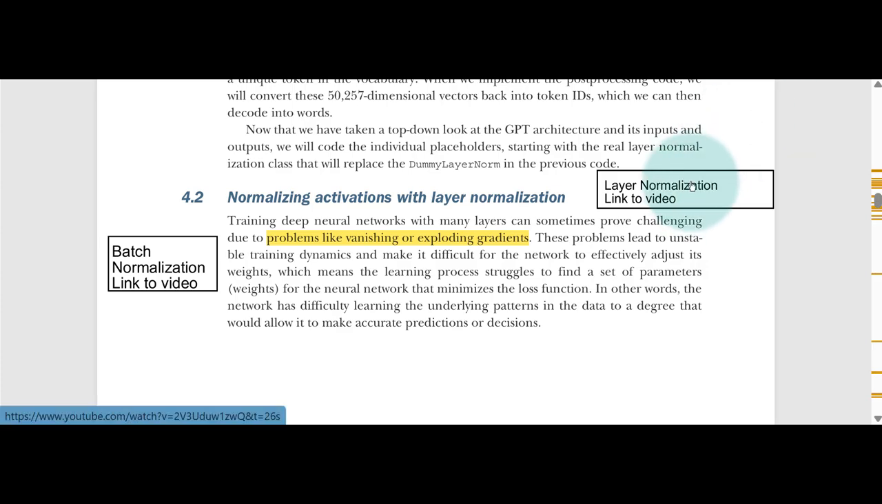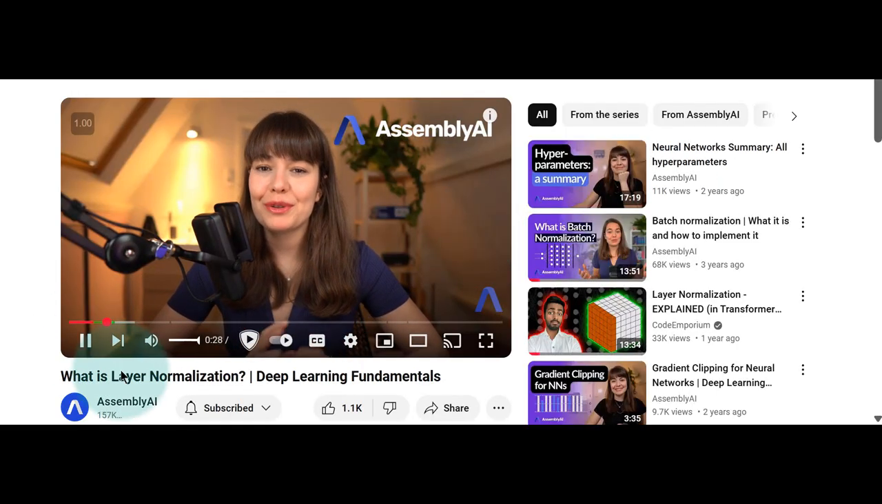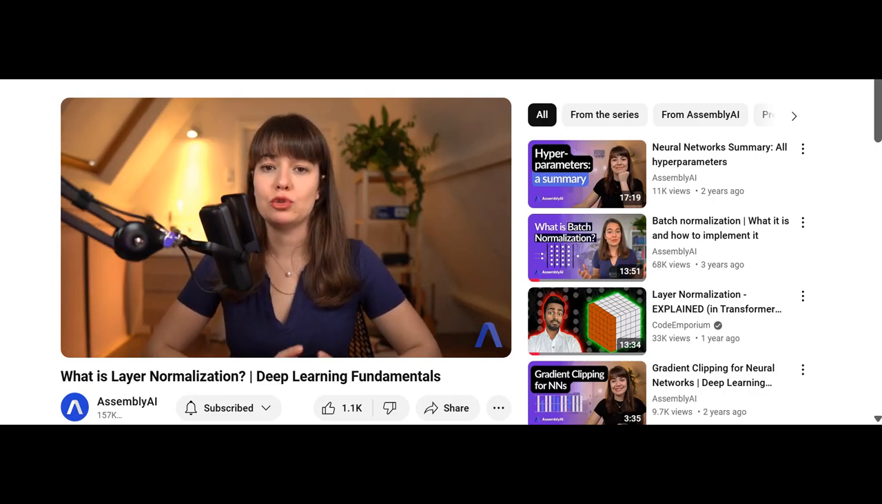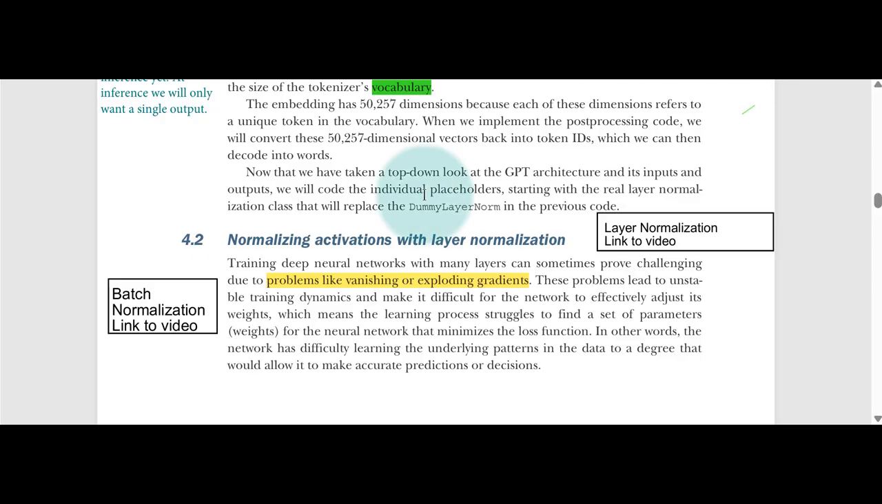Except that here are 2 videos that you might want to look at. So here's one of them, on layer normalization. There are a bunch of problems with batch normalization. And this one is on batch normalization. So you might want to take a look at those 2 videos.